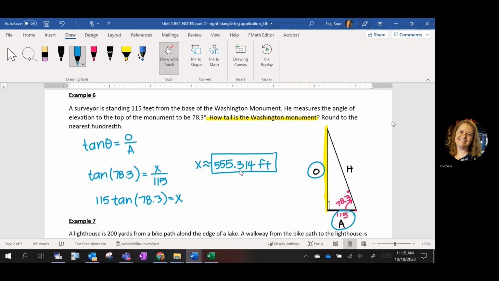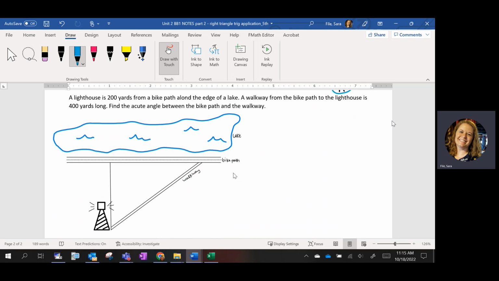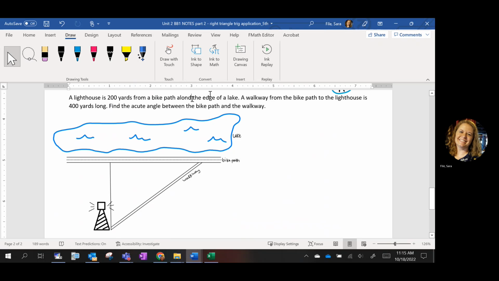All right. Let's try this one. I've got a little more sketched for this picture to help interpret the problem, because that tends to be an issue for some people, understanding what they mean. So this says that there's a lighthouse 200 yards from a bike path along the edge of a lake. That is a typo. Along the edge of a lake.